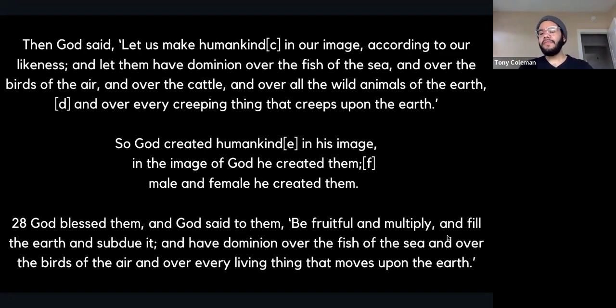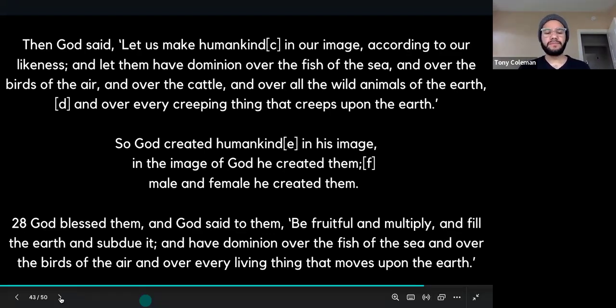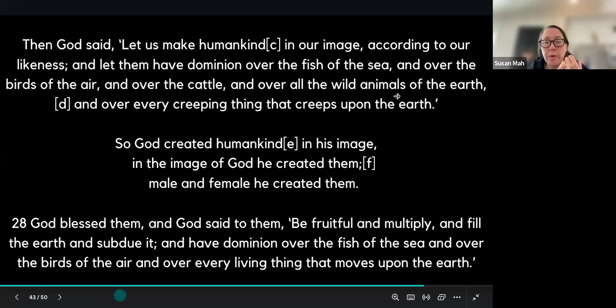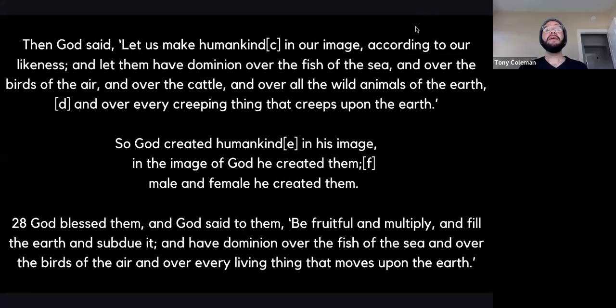So we've got this account in Genesis 1. Let's, Tony, take a look. The be fruitful and multiply, isn't that why some denominations don't believe in birth control? There are lots of reasons for that, but yes, this is certainly a moment in which we get the sense of what human beings' function in the world is, and it is to procreate.